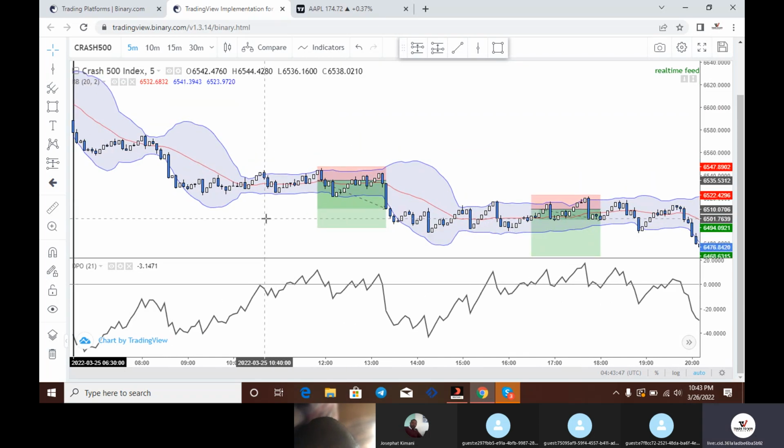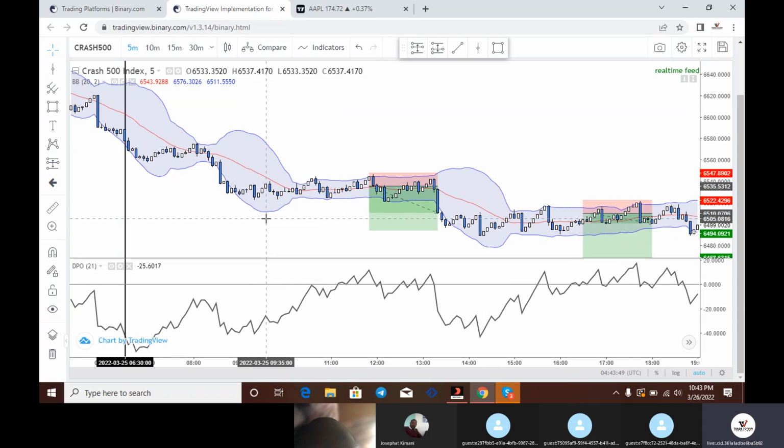Okay. All right. So on 5 minute time frame, guys, here we are. So this was where on that 30-minute time frame we had our sell confirmation. So look at this.